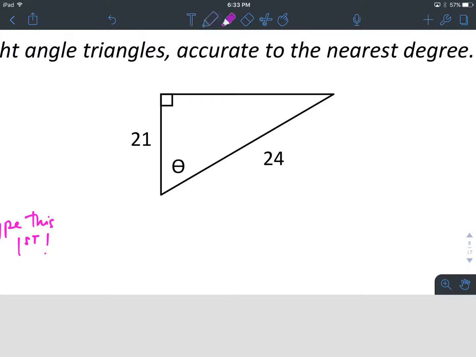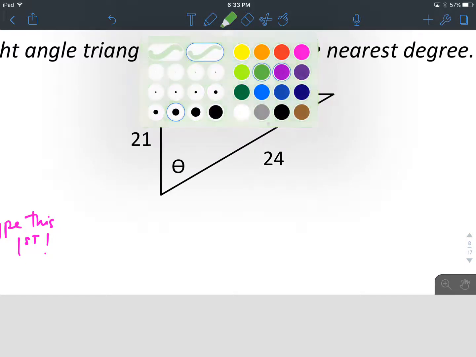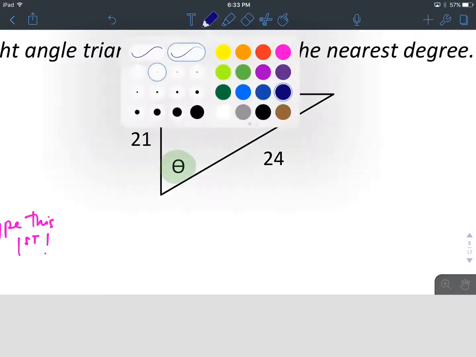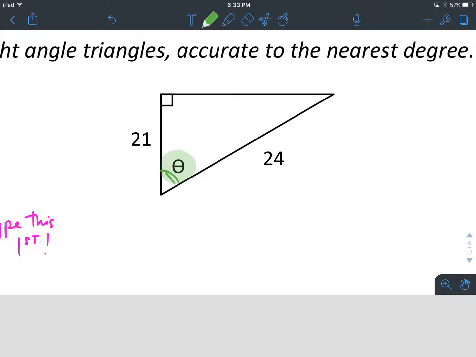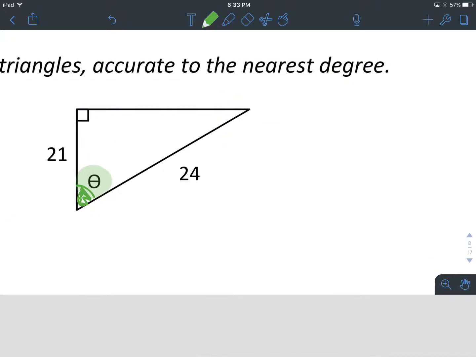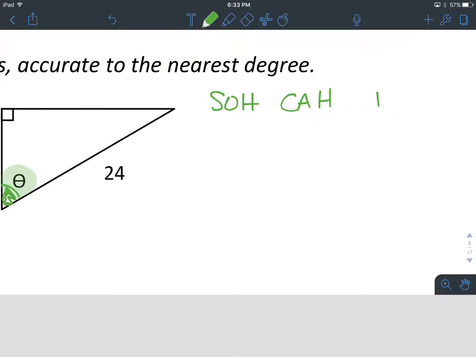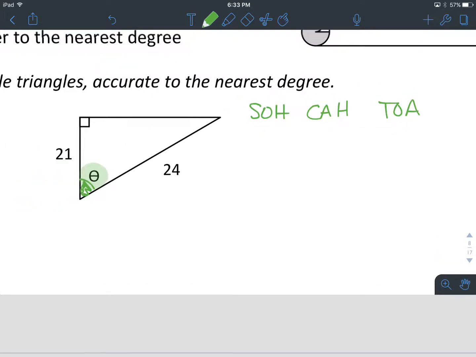Okay, let's get a look here. So here is my reference angle, theta, that I'm looking for. As with the previous example, I'm going to start by labeling the stuff that I've got. So here's my SOH, CAH, and TOA. And I'm just going to check and see what I have.